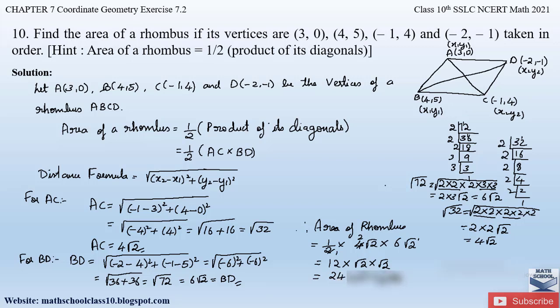Since the unit value is not mentioned here, we can take AC value, which is length, as 4 root 2 unit, and also BD value can be taken as 6 root 2 unit. Therefore area will become square units, right? So this is how we find out the area of a rhombus.